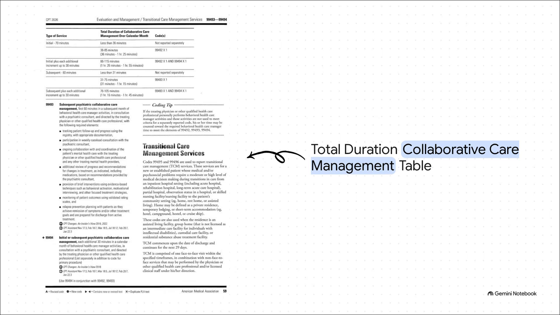To cross the threshold to bill 99492, you must hit the midpoint of 36 minutes. To bill 99493, you need at least 31 minutes. There's really zero guesswork involved when you are tallying up that time on the last day of the month.